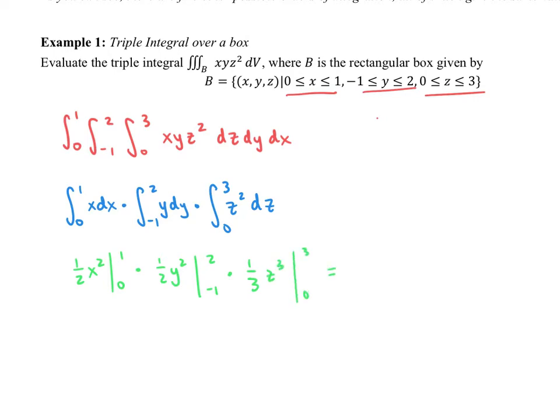So if we perform all of those operations, we get 1/2 for the first one, multiplied by the second one, which is going to be 2 minus 1/2. And the third one is going to be 9. So in the end, this gives us 27/4, and that's your first example.